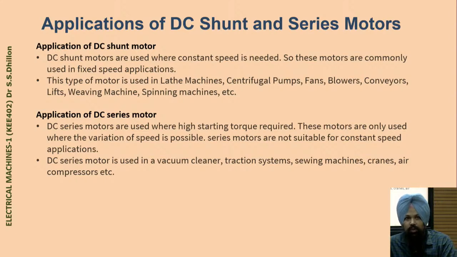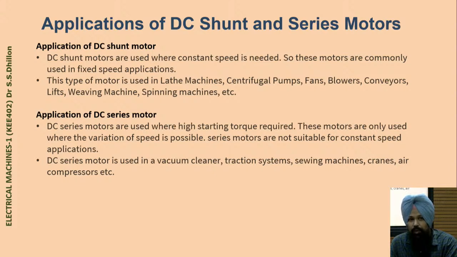Before discussing the performance characteristics of shunt and DC series motor, let's have a look at the applications of both the machines. Application of DC shunt motor: DC shunt motors are used where constant speed is needed, because DC shunt motors have the property of speed regulation under load conditions. So these motors are commonly used in fixed speed applications. This type of motor is used in lathe machines, centrifugal pumps, fans, blowers, conveyors, lifts, weaving machines, spinning machines, etc.